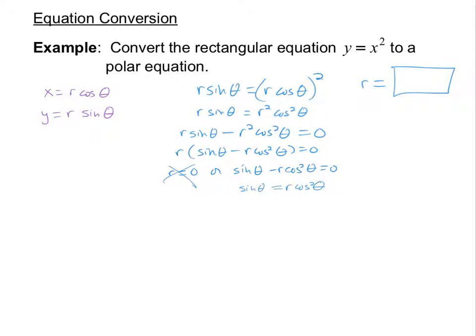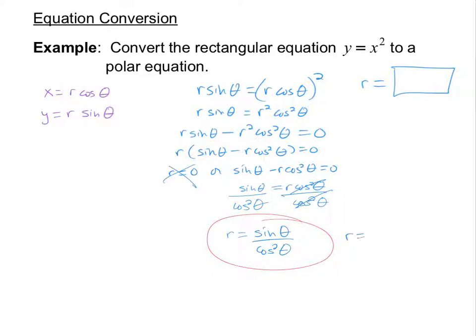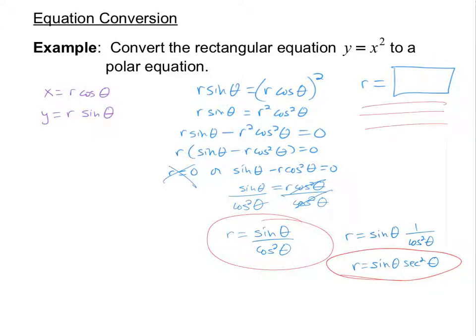And now I can divide both sides by the cosine squared of theta, because then I have r by itself, and I have r equals the sine of theta over the cosine squared of theta. Okay, so you can leave this as your answer, or you can take it one step further, because I know that 1 over the cosine squared of theta would be the same as saying r equals sine theta secant squared theta. So that is also a correct way to write it, as long as it is solved for r.